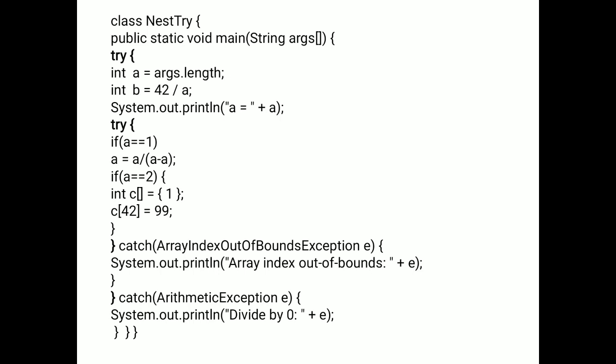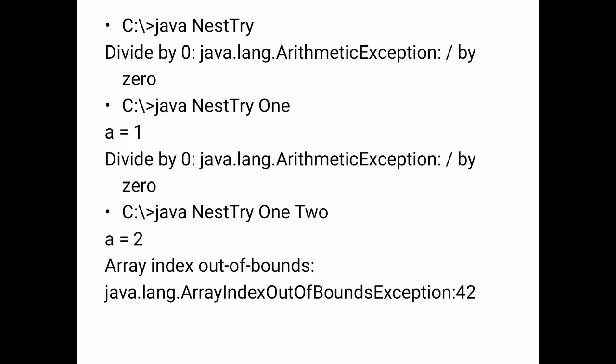Now if there is a chance of getting a divide by zero condition within the inner try, and there is no matched catch block, then that will be handled by the outer catch block, that is the arithmetic exception catch block. That runtime error will be handled by that catch block, which is with respect to the outer try. So that is the use of nested try. This is the output with respect to that.